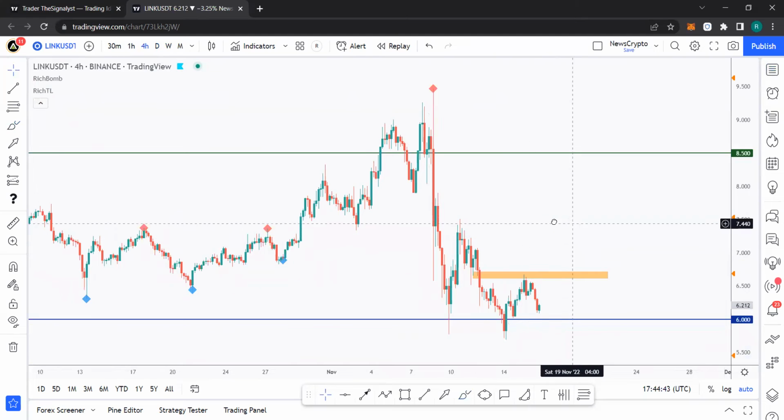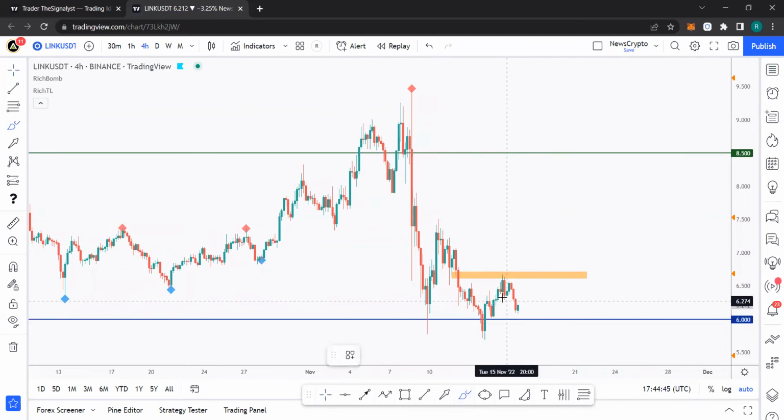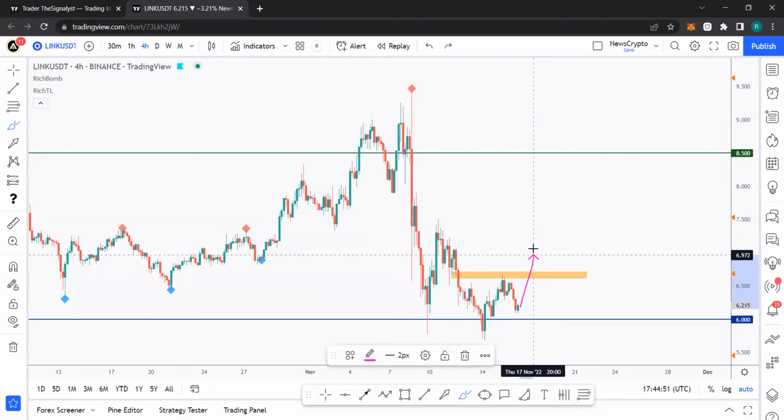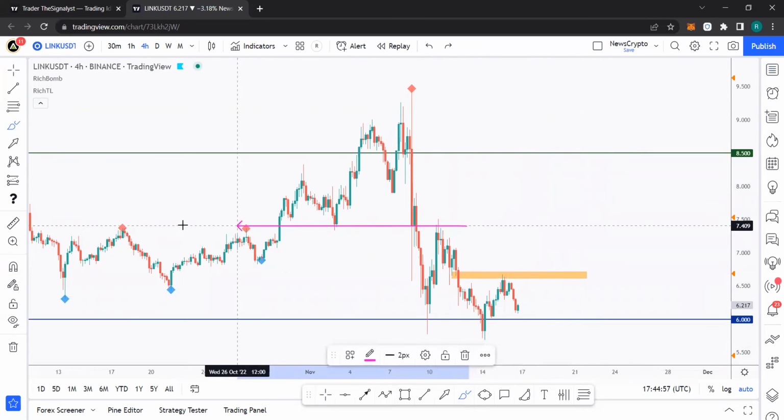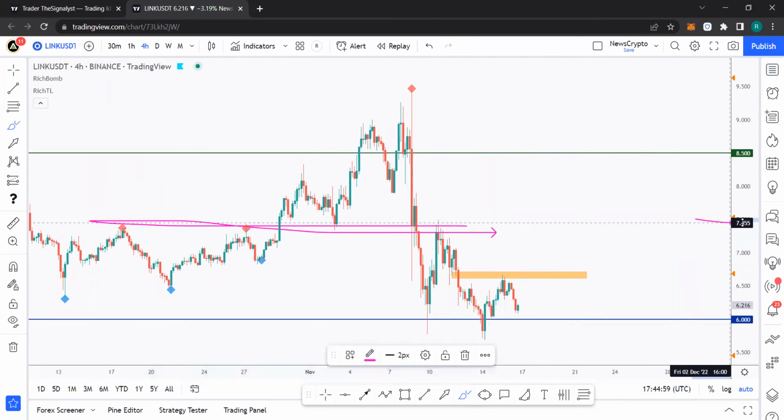From H4 time frame, this is the last major high. Exact same thing as Algo. I would be waiting for this break. In this case, we'll be expecting a short-term bullish movement. And yeah, this is the next one, right? That's why you see this alert here.